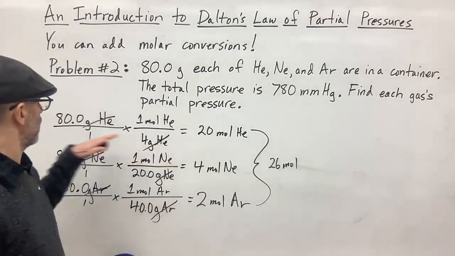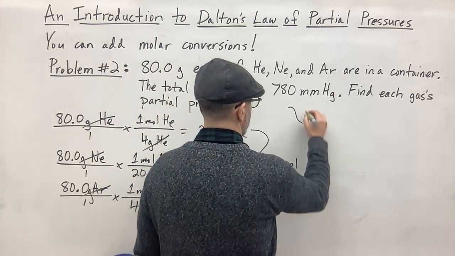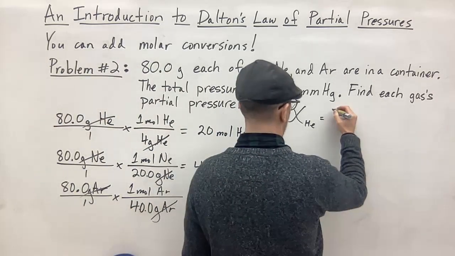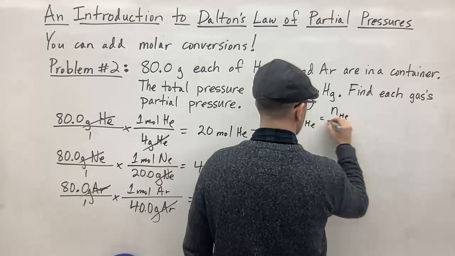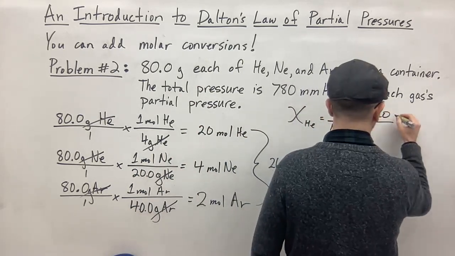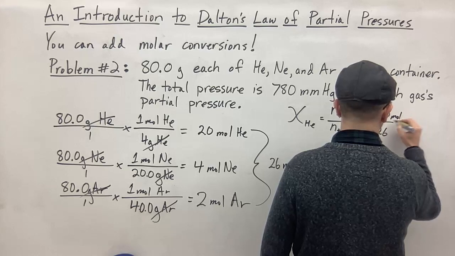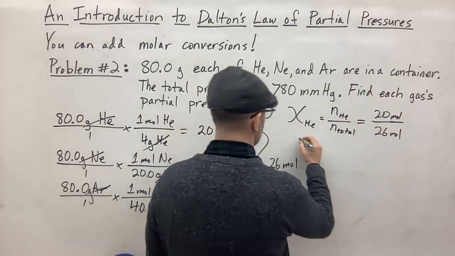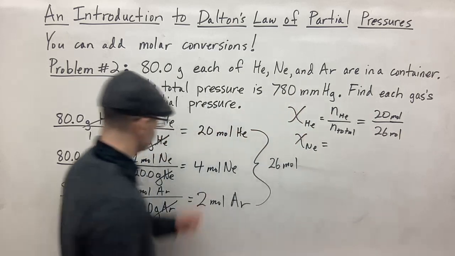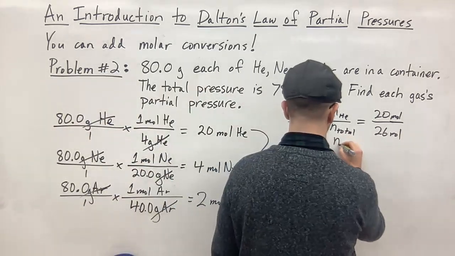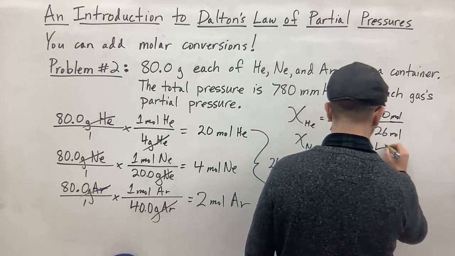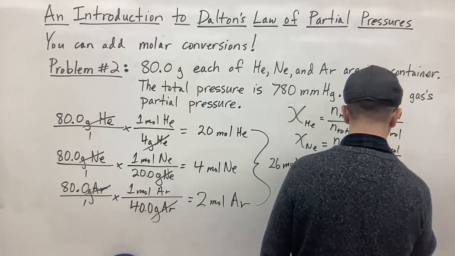So the mole fraction of helium is going to be the moles of helium divided by the total moles, which is going to be 20 over 26, 20 moles over 26 moles. The mole fraction of neon, same thing. Moles of neon divided by the total moles, which in this case is going to be 4 moles over 26 moles.